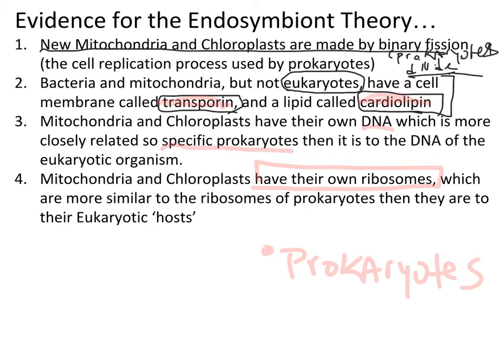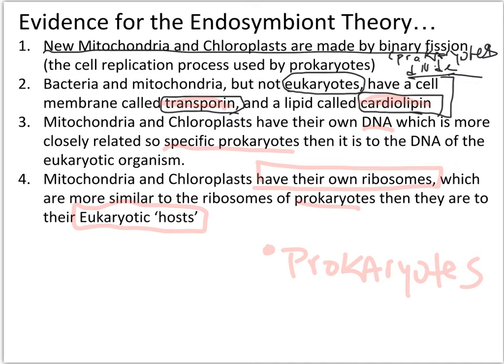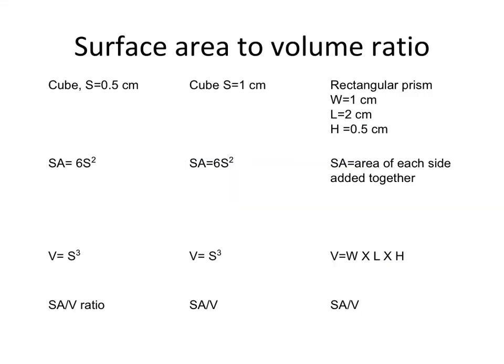Generally, there are no other organelles in our body that have their own ribosomes except for mitochondria, and then chloroplasts in plants. And these ribosomes are more closely related to prokaryotes than they are to eukaryotes. So all of this is evidence for the endosymbiont theory.